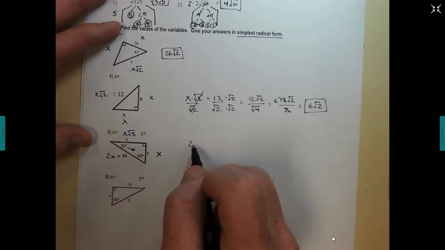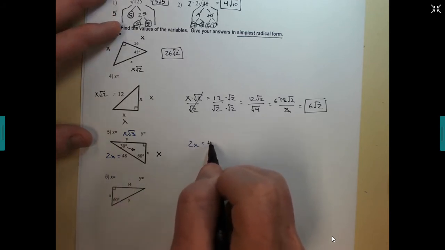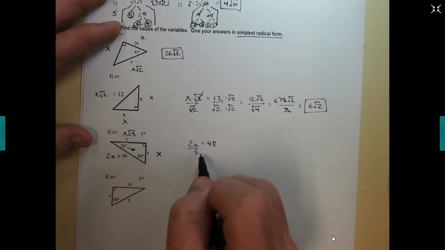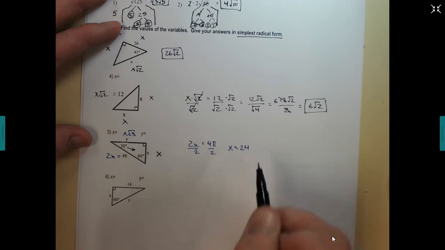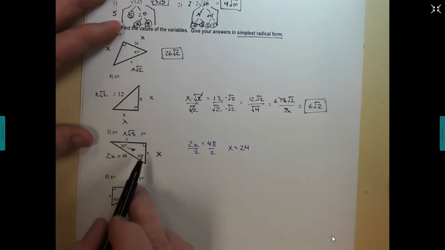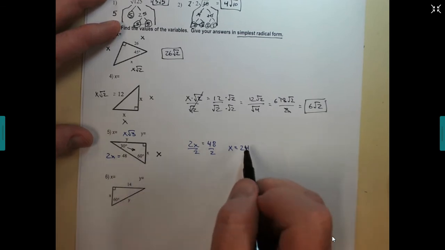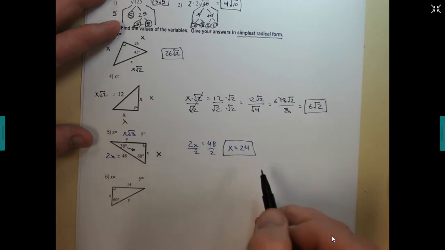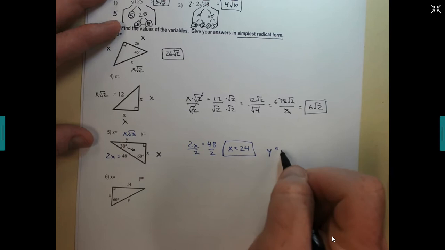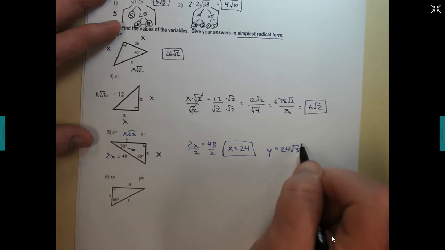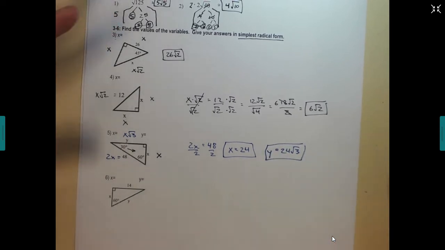I got to take my equation where I had my matchup. 2x equals 48, solve for x. Turns out x is 24. So if I start plugging it in, that's my side. They said x. The side that says y, I need to plug 24 in there. That would be 24 times the square root of 3.